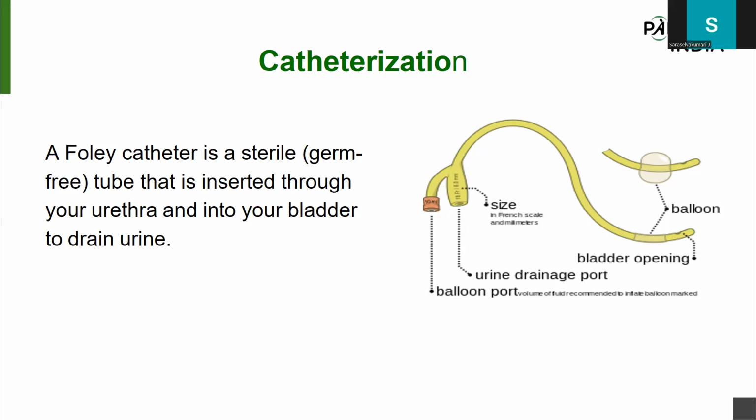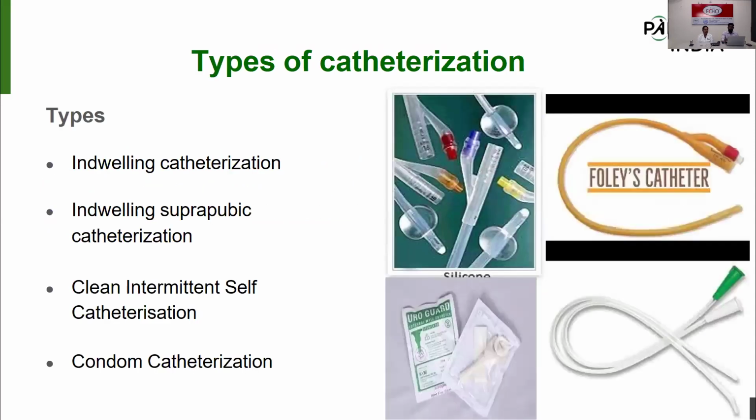Right. So what are the types of catheterization? We know there is indwelling catheterization. Indwelling catheterization also has two types: it can be silicone or it can be a Foley's catheter made of latex. Then there is indwelling suprapubic catheterization. Indwelling suprapubic catheterization means we directly put a tube through the abdomen into the bladder, putting the catheter in order to drain the urine.